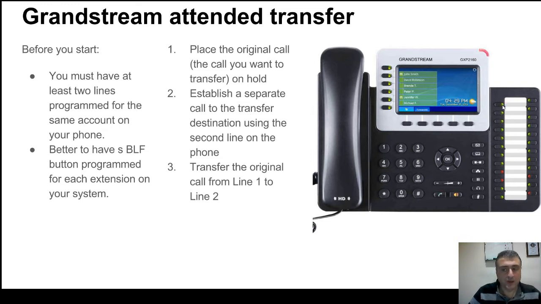call extension 21 by either pressing 21 or pressing this key. So now we talk to the person and say, somebody wants to talk to you. If he says yes, there will be soft keys here. One of the soft keys will show transfer. You hit transfer and then go back to the first line that the call came on.